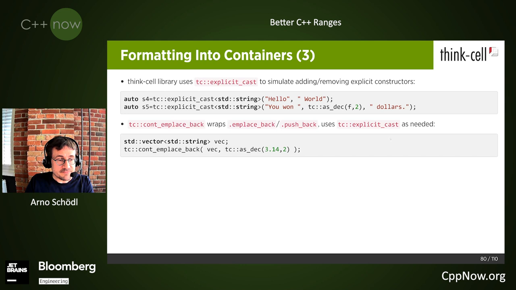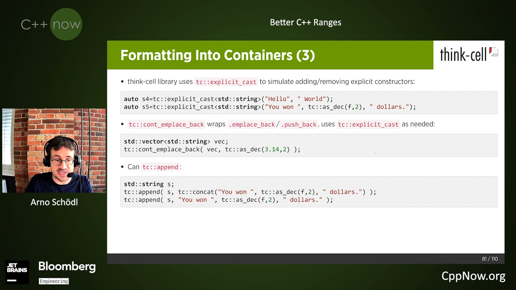Now, there's also a wrapper for emplace back, because here you have a similar problem. You basically have to make sure that this emplace will actually use explicit cast if it's needed. And so you can write things in the library like this, where you have a vector of strings, and this is automatically turned into a std string if you do the emplace back. That's kind of neat. You can also do a TC append. So there you append onto a container. Similar rules, you have also this nary append where you can list multiple ranges.